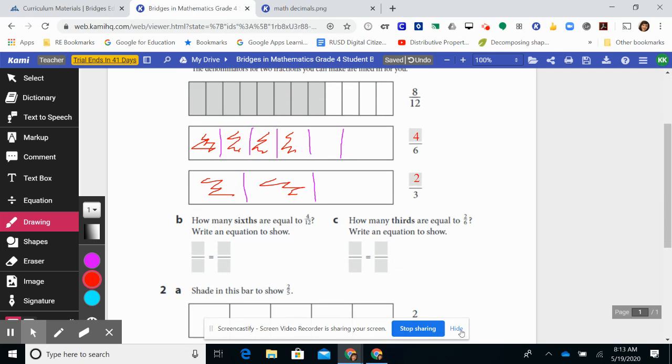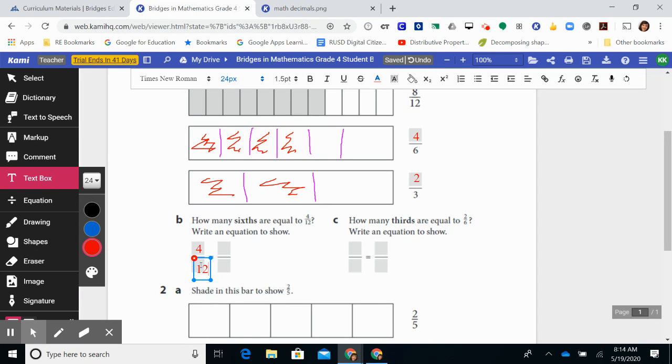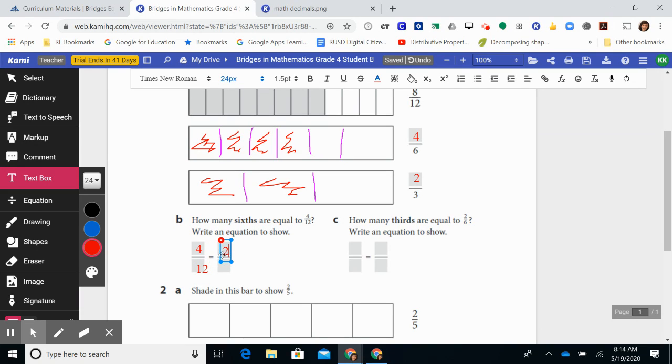Okay, and now I'm going to go down to here, and it says how many 6ths are equal to 4/12. Write an equation to show this. So I would write 4/12 here. And I know that if I think about 2 goes into 4 2 times, and 2 goes into 12 6 times, I can have 4/12 equal to 2/6.